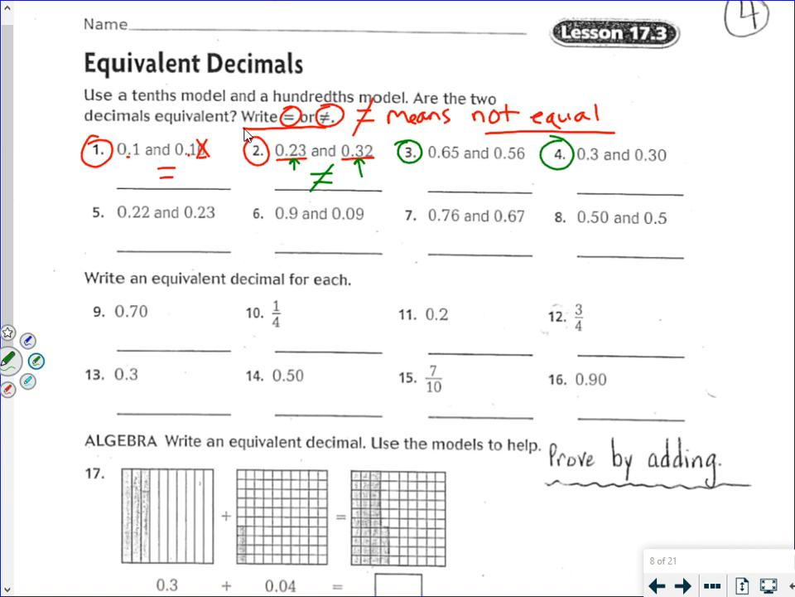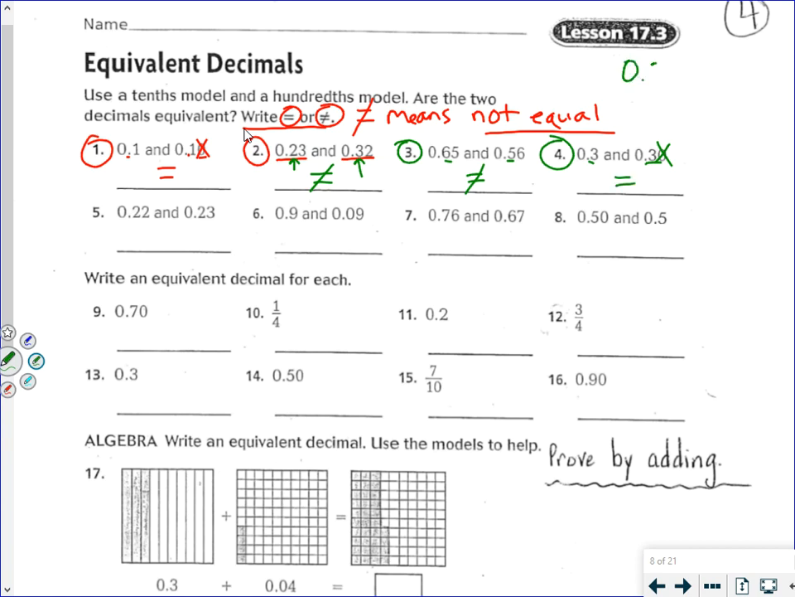Okay, so we have 6 in our tenths spot, 5 in our tenths spot. These are not equal. Here we have a 0.3, a 0.30. We don't need the 0, right? If it ends in 0, then we don't need it, okay? So those are equal. Now, quick note here.